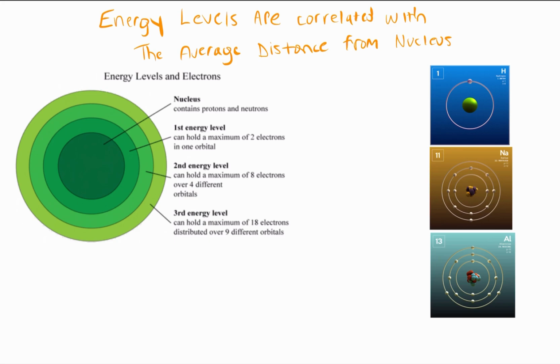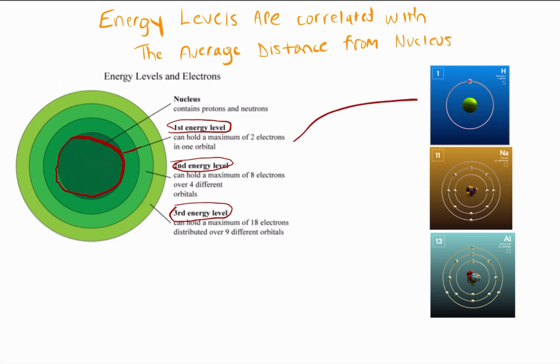So if we go into what we call the shells, this is very important. Here we have the nucleus, and then we have the first energy level. We have three of them: the first, the second, and the third. The first energy level can hold a maximum of 2 electrons in one orbital. The second energy level can hold a maximum of 8 electrons over 4 different orbitals. The third level can hold a maximum of 18 distributed over 9 different orbitals. So what does this mean? We're going to get into this.